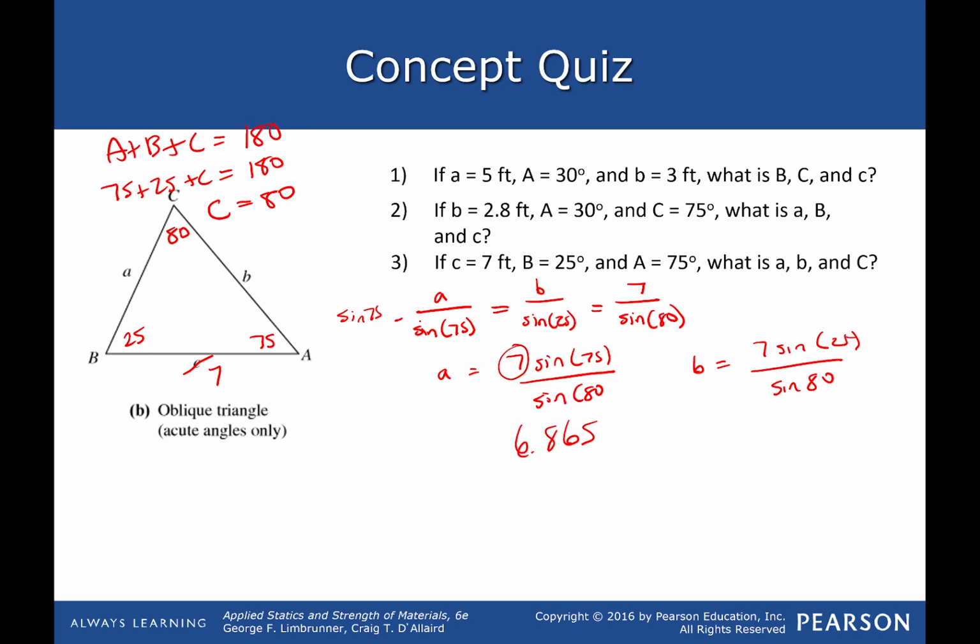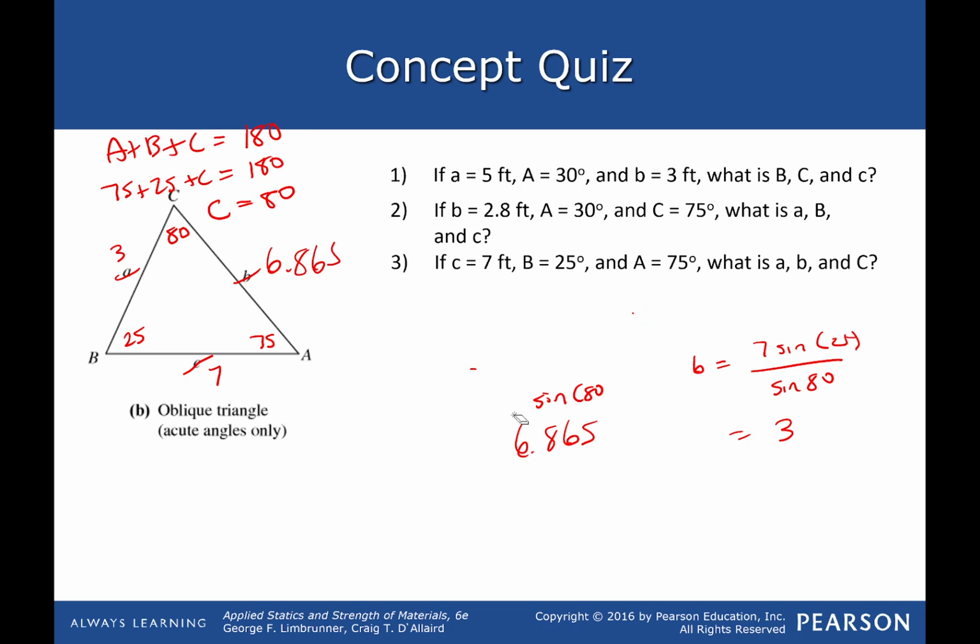Let's fix that a little bit. Okay, and this one comes out to be 3. Oh wow, almost exactly 3. Nice. Okay. So we got those values, I'm going to write them down. 3 and 6.865. There we go. That's another one done. Let's keep on powering through this.